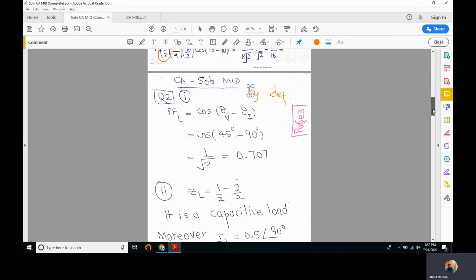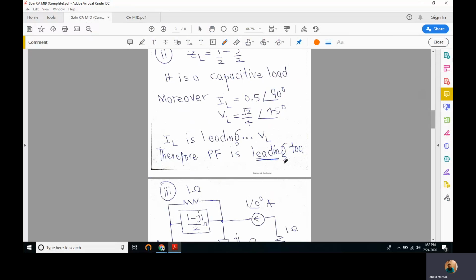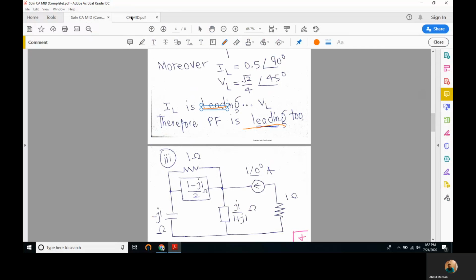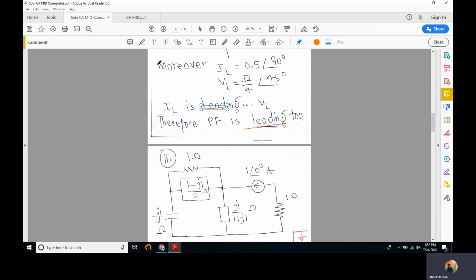If the current is lagging, it's lagging. But we see that the current is at 90 degrees, voltage is at 45 degrees. So current is leading. So if the current is leading the voltage across it, of course, this is a leading power factor, right? In part 3, in part number 1, we have answered the power factor. Is the power factor leading or lagging? It's leading. And what's the new power factor if we connect a resistor of value 1 ohm across ZL? I've also solved it for you.